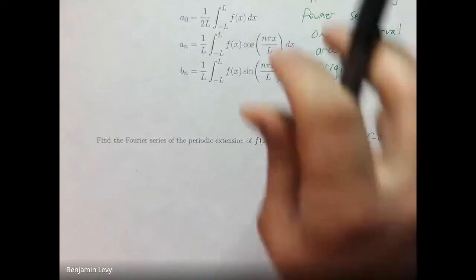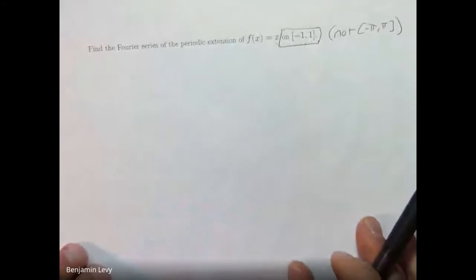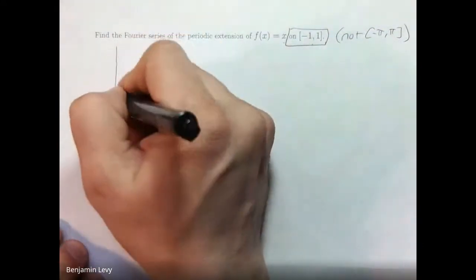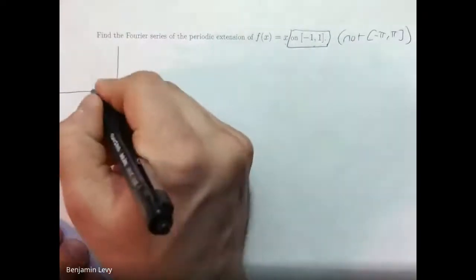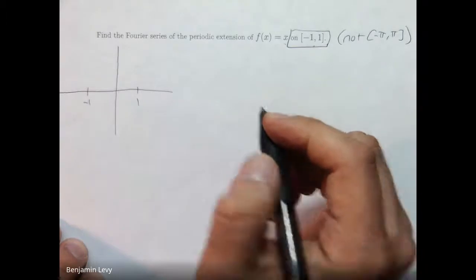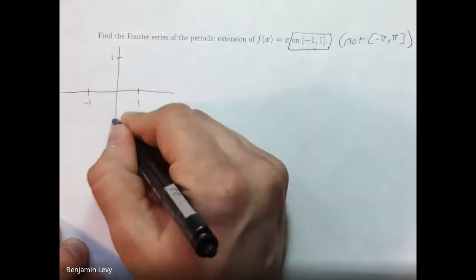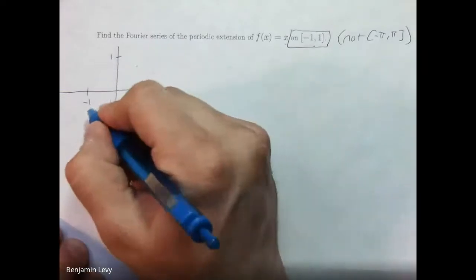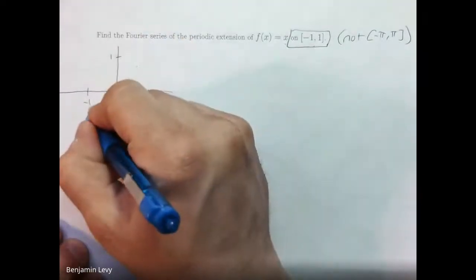Let me draw the picture of what this looks like. This picture goes from minus 1 to 1, and we're graphing f of x equals x, so the y values will also be minus 1 to 1. And so x from minus 1 to 1 does this.